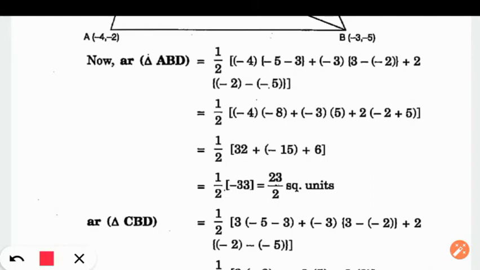So 32 plus 6 gives 38, I think, right? So from 38, if 15 is subtracted, we will get this one. Minus 33 is wrong. So we will get 23 by 2. Okay, so here it should be 23 by 2. So this is the area.